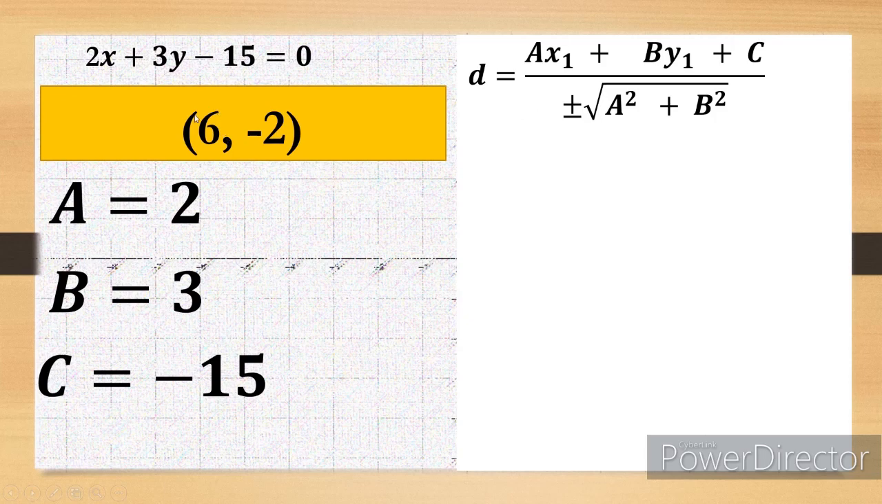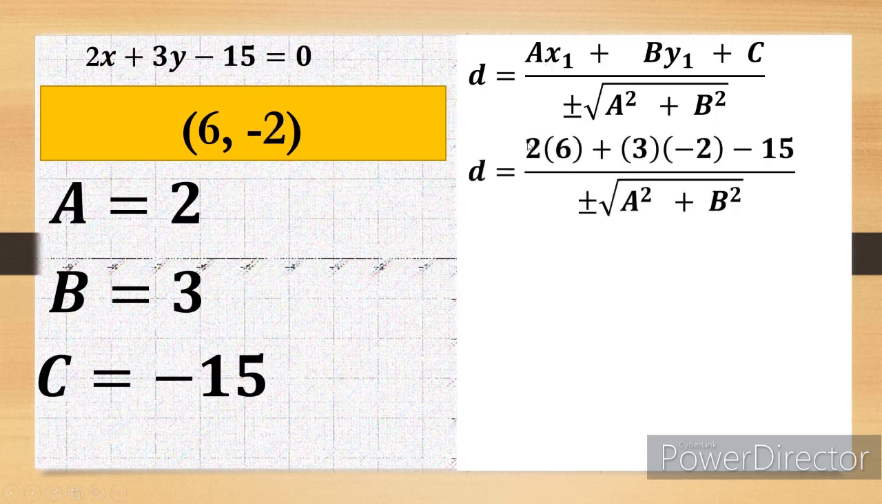For our x sub 1, we have here 6, and for our y sub 1, we have here negative 2. So, by substitution, we have a is 2 times x sub 1 is 6 plus b is 3 times y sub 1 is negative 2 minus 15 all over. So, this time, our b is positive 3, so we will be using the positive sign. So, we have the positive square root of a squared plus b squared. So, we have 2 squared plus 3 squared.